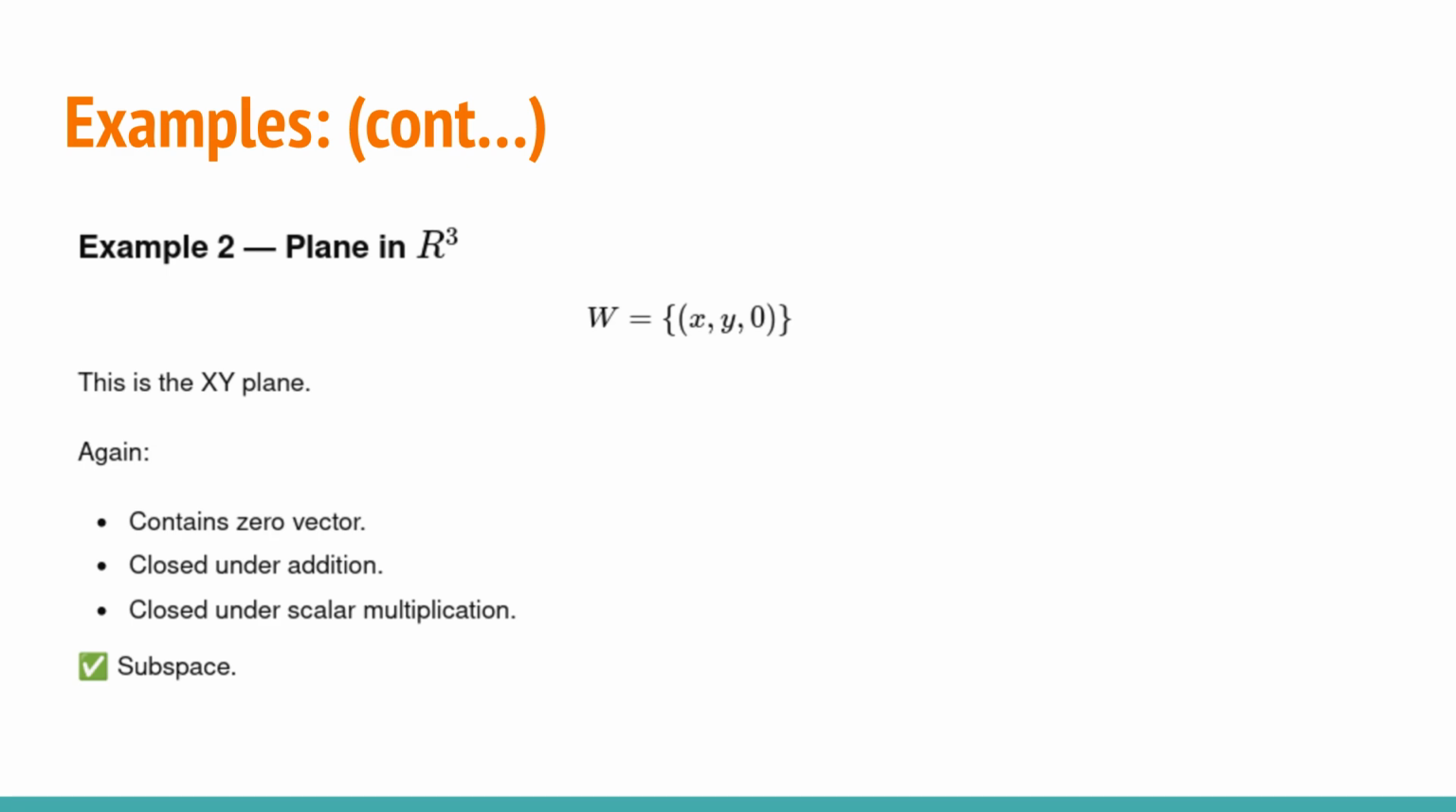Another example is a plane in R cubed. Consider W as the set of vectors (x, y, 0). This is the xy plane. It contains the zero vector and is closed under addition and scalar multiplication. Therefore, it is a subspace. This example confirms the xy plane, defined as W equals the set of vectors (x, y, 0) in R cubed, is a subspace because it contains the zero vector and is closed under both addition and scalar multiplication.